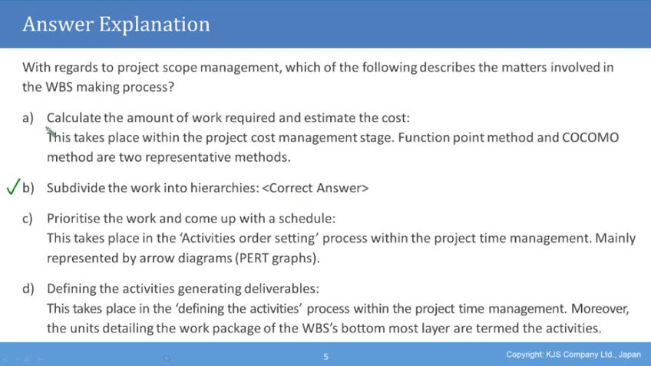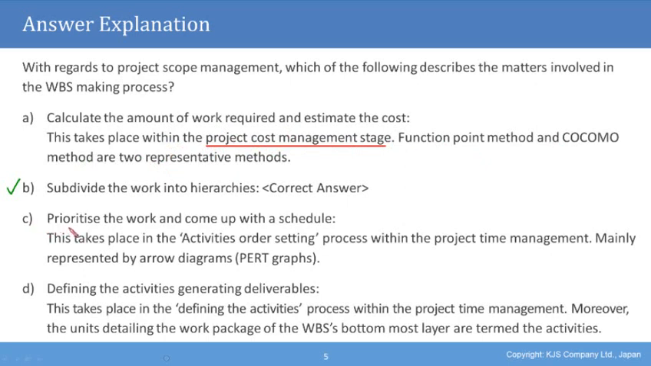Now let us discuss the rest of the answers. Option A said, calculate the amount of work required and estimate the cost. Well, we know that this is not the correct answer, but we can just discuss when this would take place. Calculating the amount of work would take place within the project cost management stage. So it does take place, but it takes place in a different stage. Function point method and COCOMO method are the two representative methods.